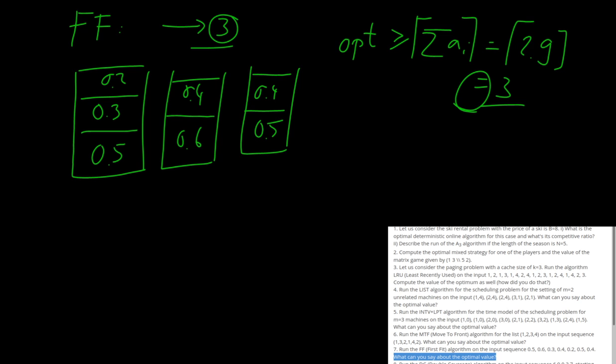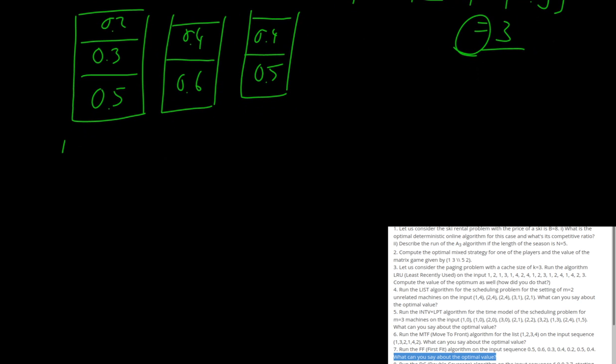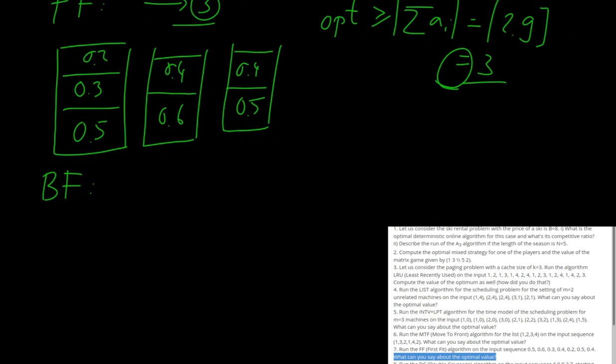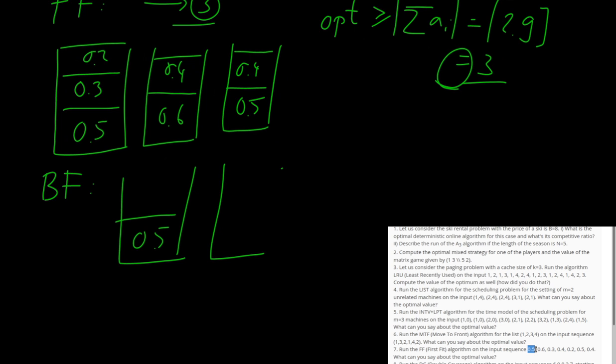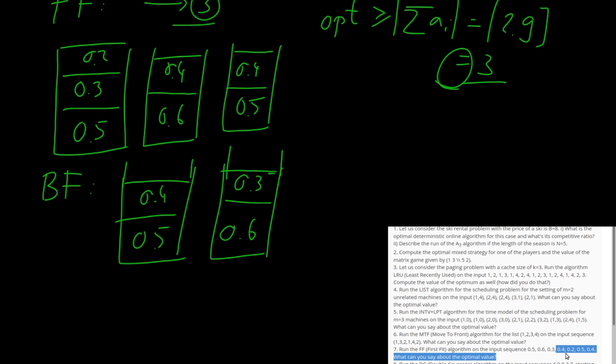Now the second option for this particular problem would be just to run the best fit algorithm for the very same input sequence. So for the best fit case, you are starting up the same way, and then the 0.3 would get placed here because that's the most full bin into which this item fits.